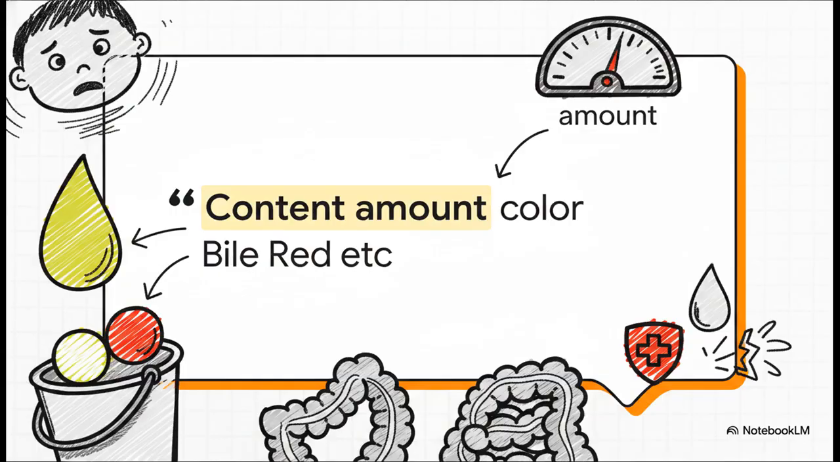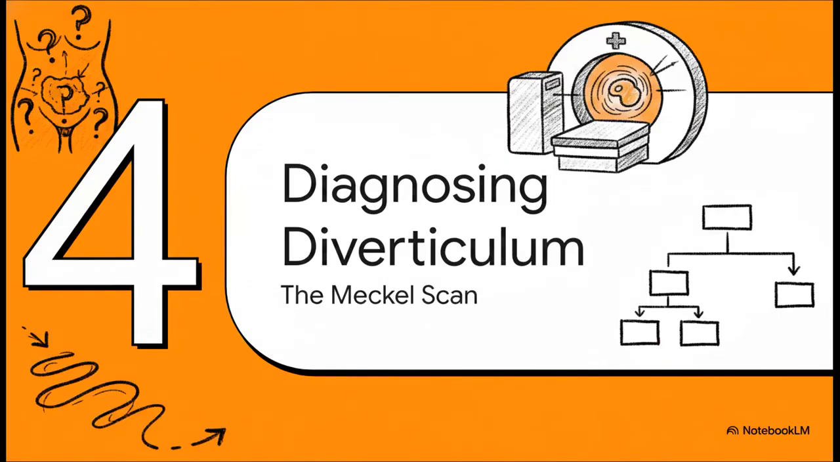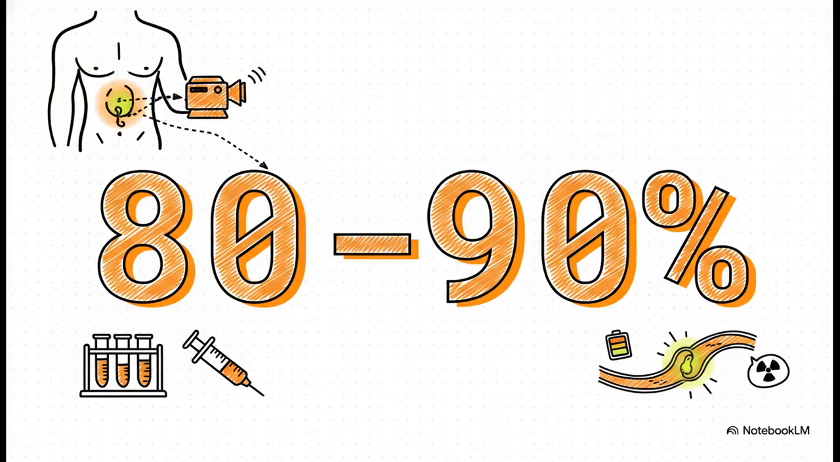Which takes us to Section 4, Diagnosing the Diverticulum, the Meckel scan. Since these symptoms can easily mimic stuff like appendicitis, finding the actual source of the problem is notoriously tricky. Standard x-rays and patient history, they just aren't always going to cut it.